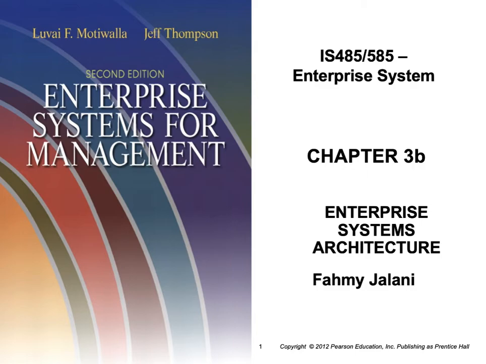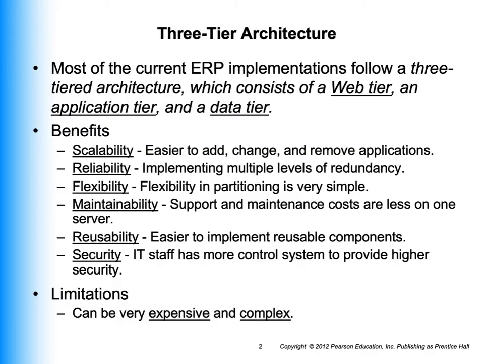Today we continue on chapter 3 of Enterprise System Architecture. As we know, it consists of three tiers: the web, application and data. Some benefits: you are able to scale the system, and it's very reliable, where you have redundancy in terms of backup, so if there's a failure in the system, it can move from one department to another.